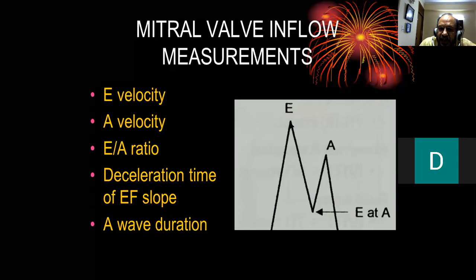So this is a point, keep it over here, keep it over here and draw a line up to this for timers. That'll give you a deceleration time of the E slope. And then you have to calculate how much is the duration of A wave. So you have to look at these 5 parameters in mitral flow pattern.